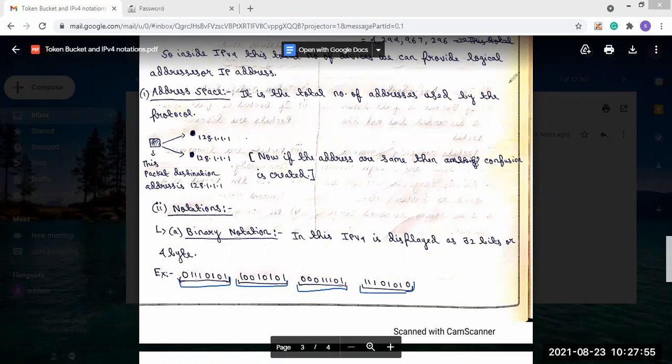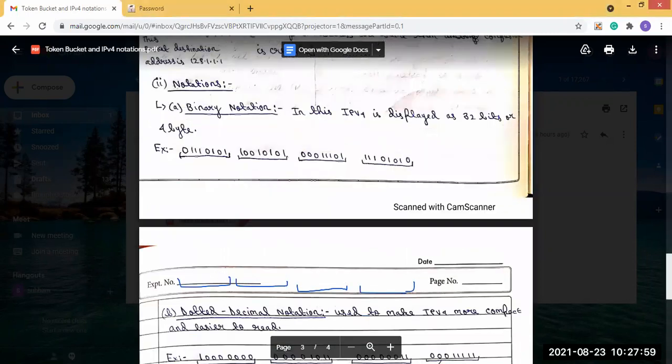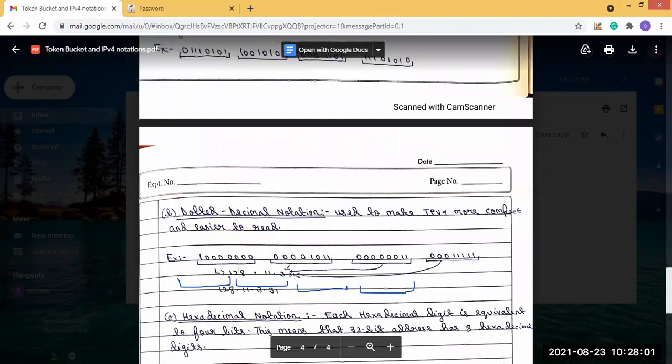Now the dotted decimal notation. Dotted decimal notation is used to make IPv4 more compact and easier to read. If we convert the binary notation into decimal, then the IPv4 address will be more compact and easier to read.